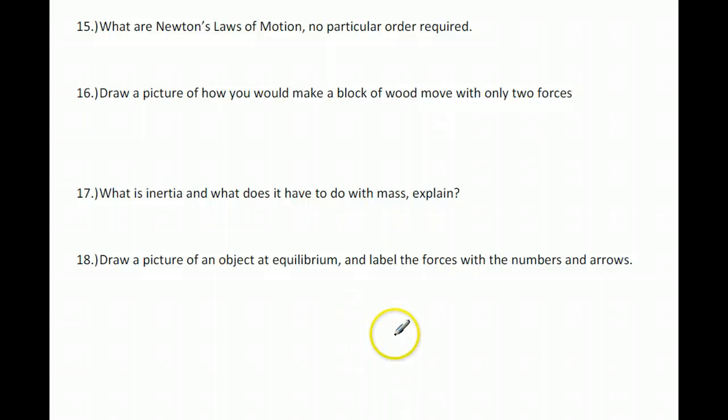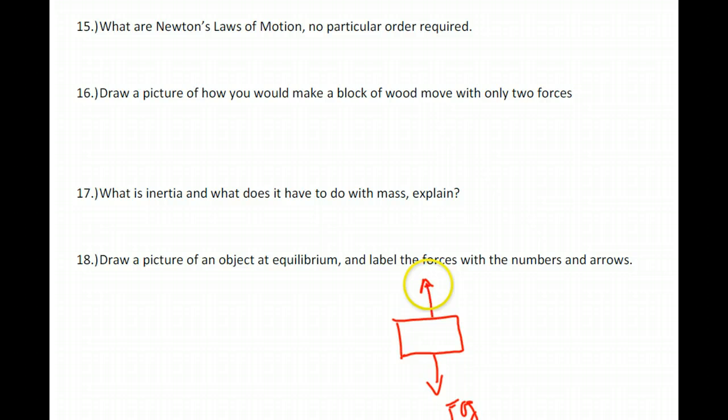And then draw a picture of an object at equilibrium and label the forces with the numbers and the arrows. So here is our free body diagram. We're going to have the force of gravity. We're going to have the normal force. And those have to be equal and opposite. So gravity is 9.8 meters per second squared. So that means the normal force would be 9.8. But we have to put those in newtons. So let's say that we'll just make it easy. We'll just say the object basically has a mass of 1. So we'll say 1 newton down, 1 newton up.